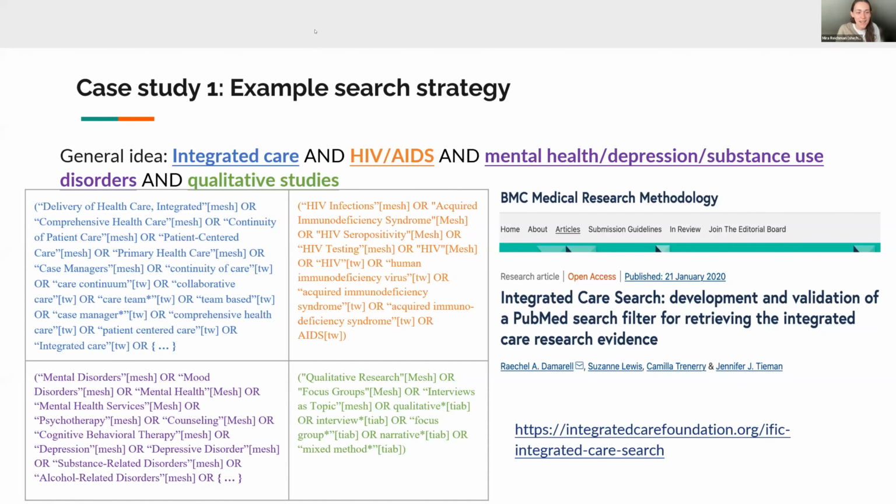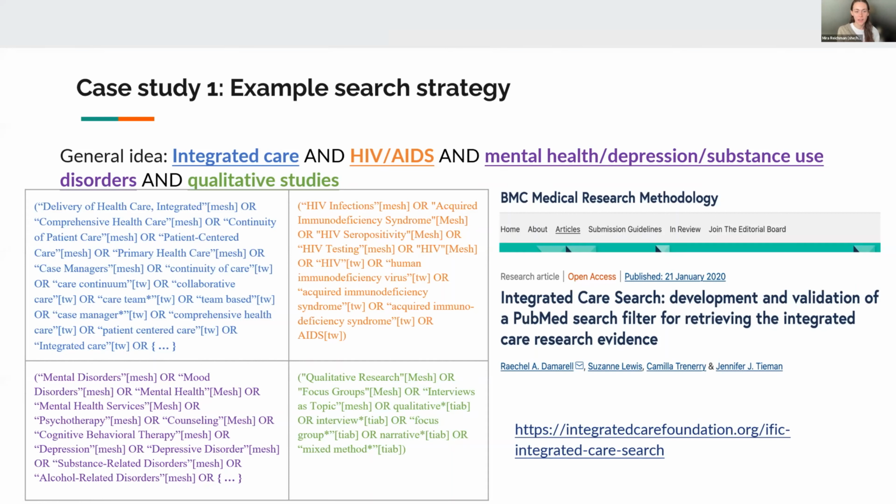Yeah, so this is a slide that summarizes our search strategy for the review that I'm working on, which I absolutely could not have developed without Diana's help. At the top, you can see the general concepts that we brainstormed together to include in the search strategy. In line with the topic that I described earlier, one of our key concepts is integrated care. Then there's HIV, mental health, and then qualitative.